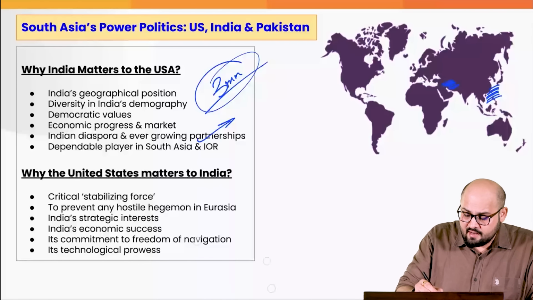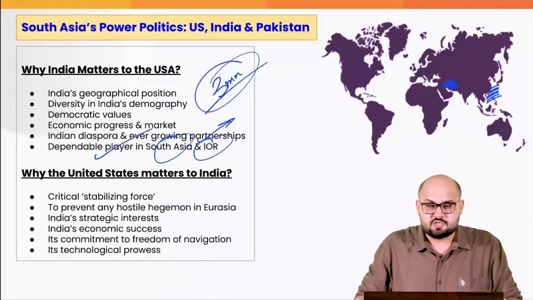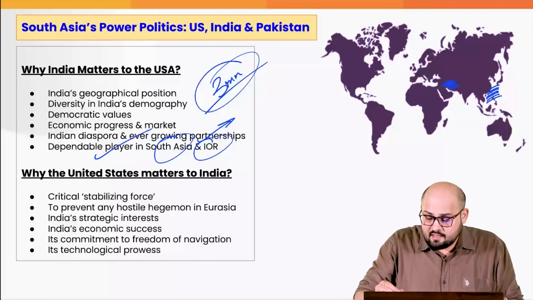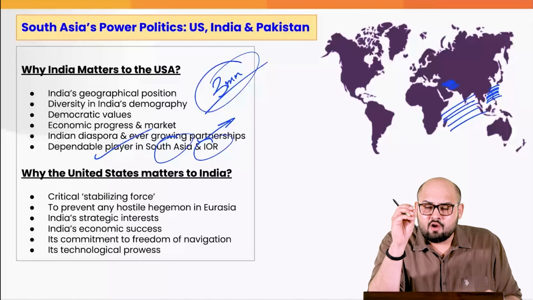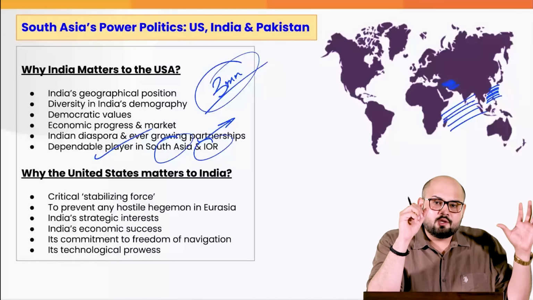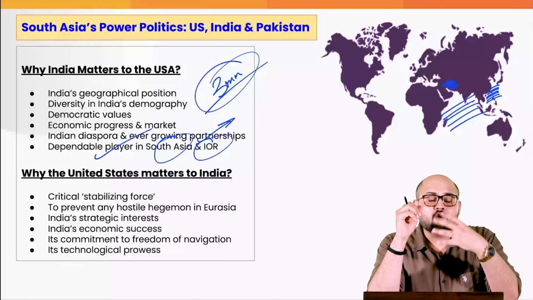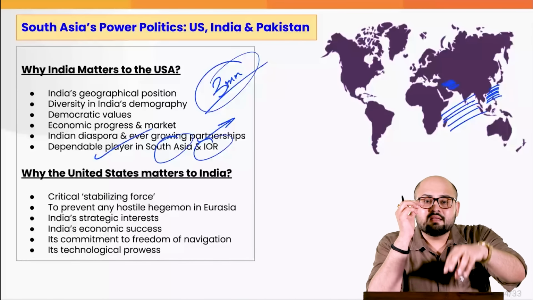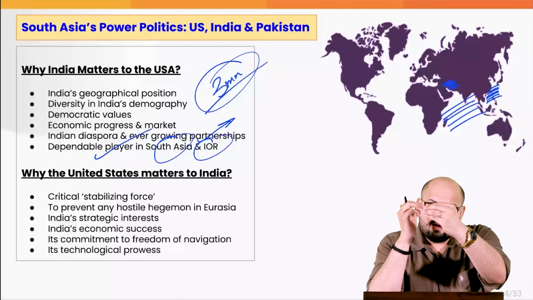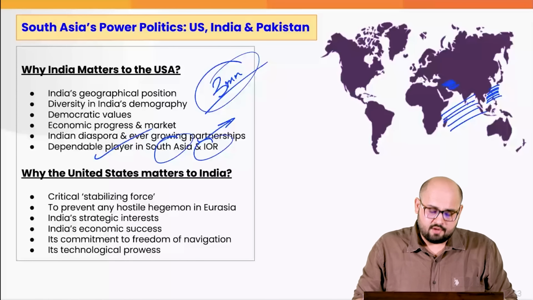Then, dependable player in South Asia and the Indian Ocean region. As we all know, the Indian Ocean region is quite fragile. There are a lot of issues in this particular region. So the US can depend upon India when we talk about containment of China, or when we talk about India being the net security provider in this particular region. Definitely, it is good for the US also, right?